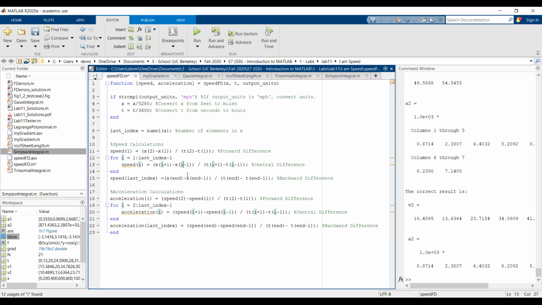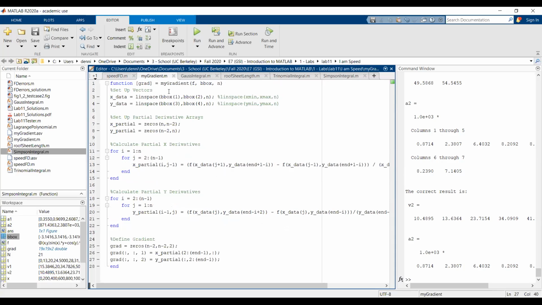Oh, okay, I see what you're saying. We would like to do the central difference method if we could, but unfortunately for the endpoints, that doesn't work. So that's why we need to make special cases for the forward and backward difference. Okay, that makes a lot of sense. Thanks. Yeah, good question. Okay, I'm going to move on to my gradient. You can type any further questions in the chat.